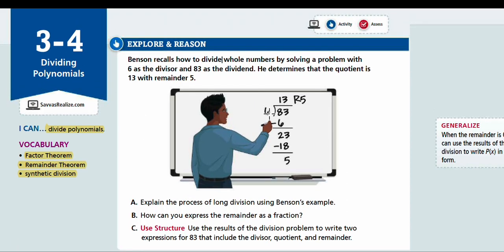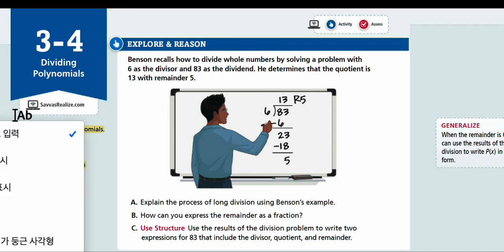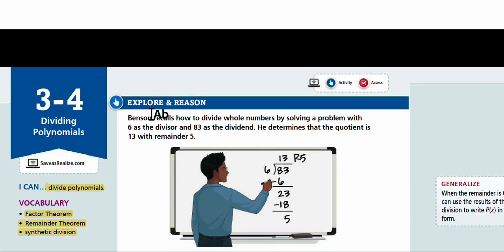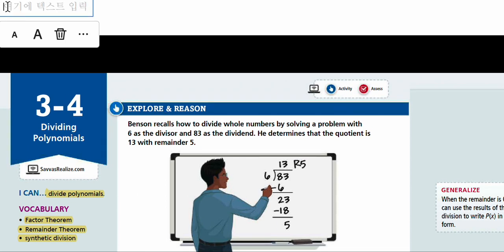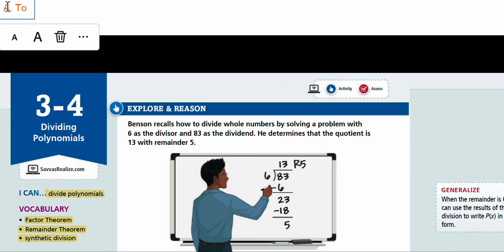He divided 83 by 6 by looking at how many 6 goes into 8 and subtracting it, and looking at how many 6 goes into the difference of that. And you have a remainder of 5. So I'm going to type the answers here on top.